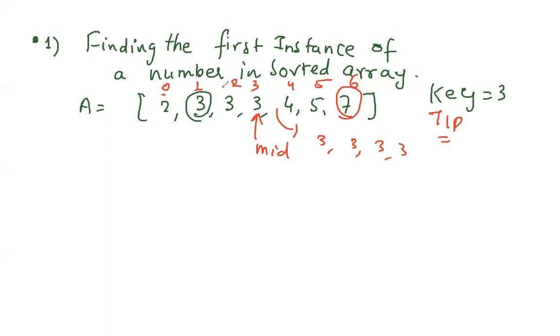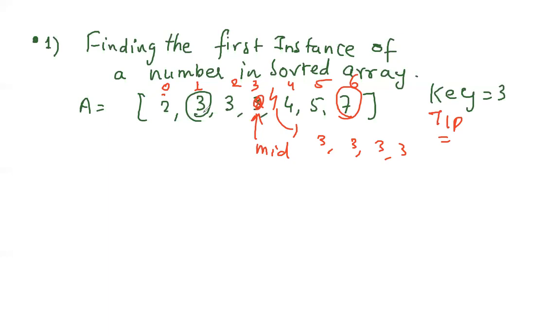We can discard anything after the mid. But mid cannot be discarded, because mid may be the case. But if mid was, let's say, 4, in this case mid is greater than the key. In that case, we can even discard mid, because if 4 is the mid, then neither this mid nor anything after it can be the first instance of 3. It has to be on the left hand side.